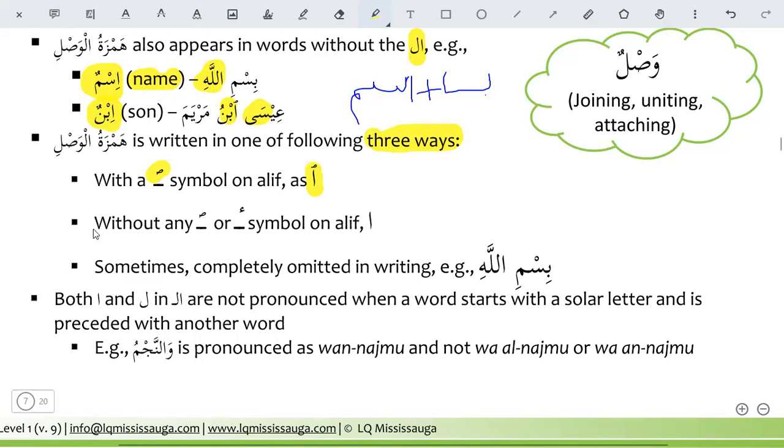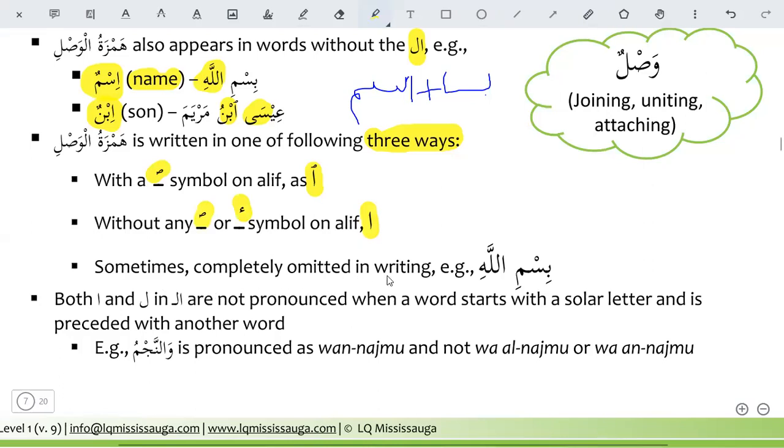Then the second is without this symbol or without this Hamza. Simply, there is no haraka, no silent, nothing, no Hamza at the alif. Simple alif. So this is also Hamzatul Wasl.